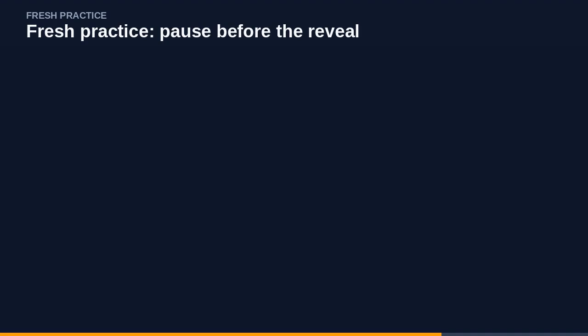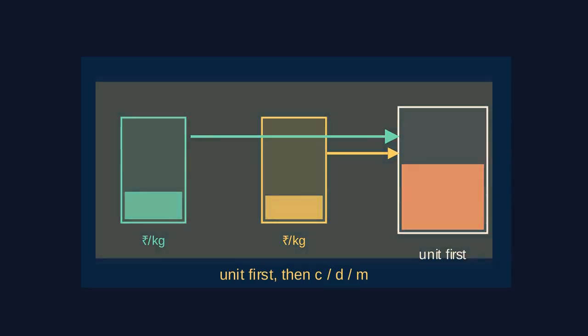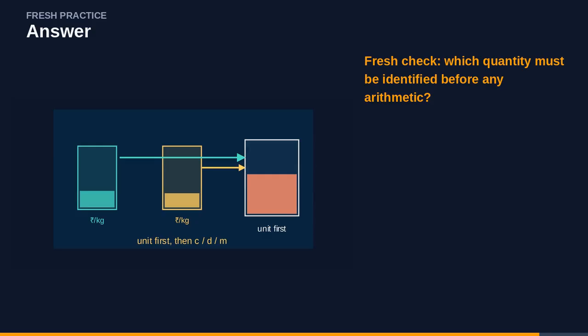Fresh check. In a new question about same unit of value, which quantity must be identified before any arithmetic? The answer is the governing value unit, rupee per kg, percent purity, or concentration, so every ingredient is comparable before C, D, and M are named. Because choosing the governing unit first prevents the shortcut from being applied across mixed kinds of measure.